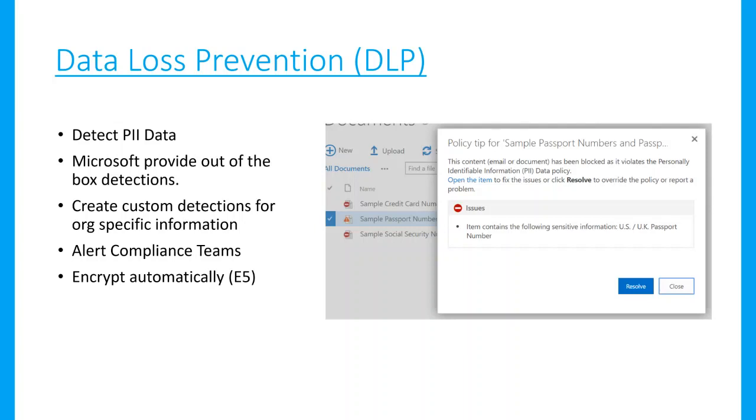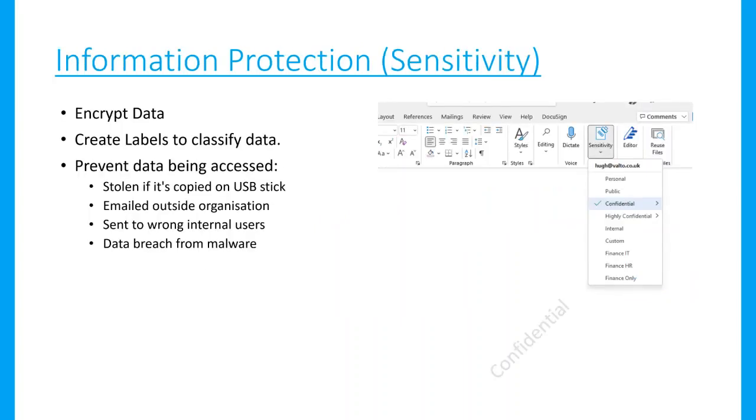So quite clearly, it looks like somebody is attempting to send out maybe some passport numbers, and this is the notification that you get. It highlights the issue, and you can see that it's calling on that sensitivity label that's been applied to that specific document there.